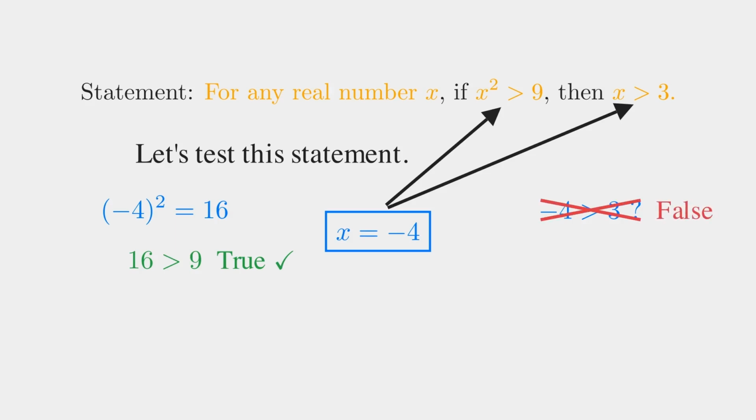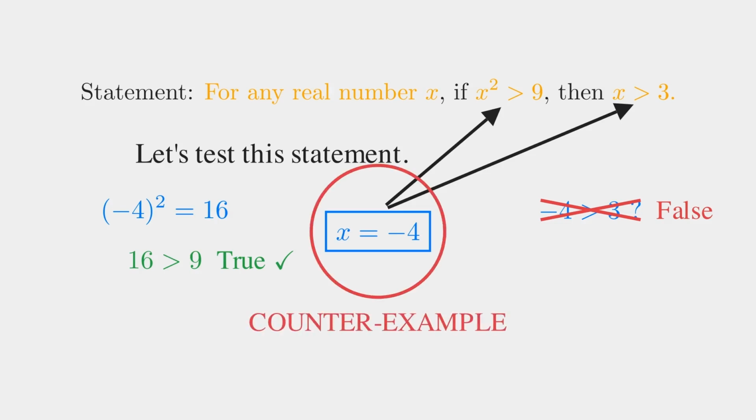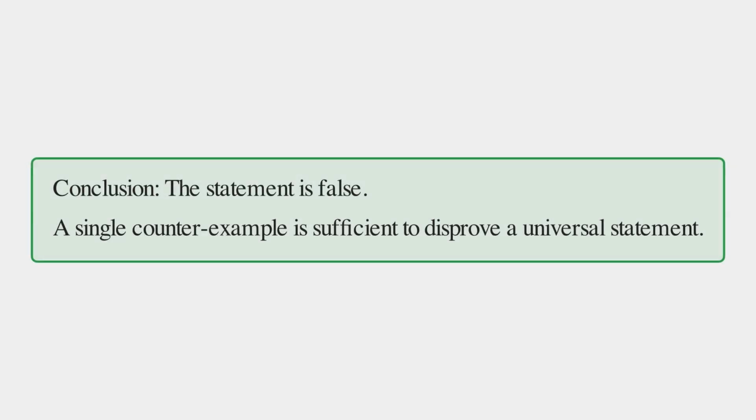We have found a value x equal to minus 4 for which the if part is true but the then part is false. Therefore, x equal minus 4 is a counterexample. The original statement is false. Now remember, finding one valid counterexample is all you need to disprove a for all statement.